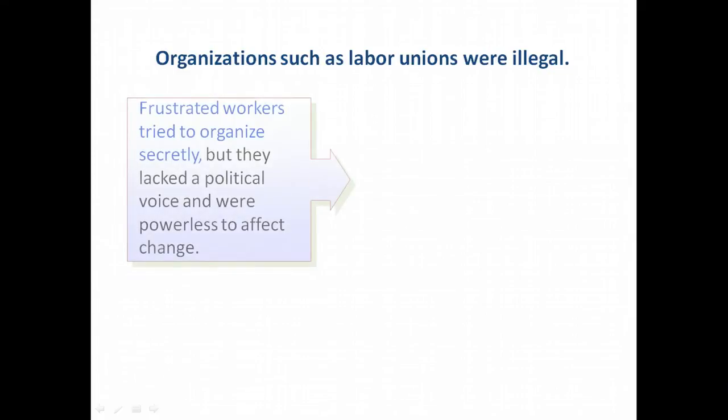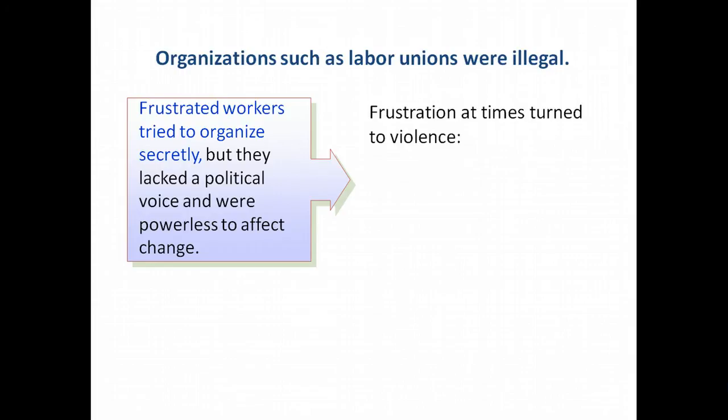Labor unions were illegal, so employees could not get together and try to impact some change or force some change upon the employer. Sometimes workers would try to get together and organize in secret, but they didn't have any political voice, so they couldn't affect or change the laws. And oftentimes they were found out and they were summarily fired or mistreated in other ways, usually with violence.